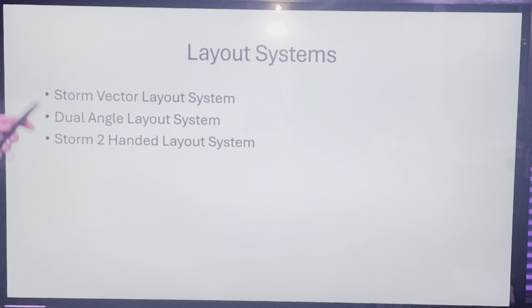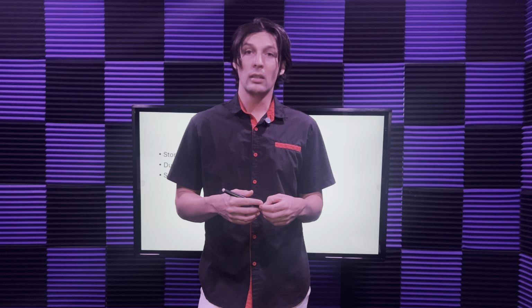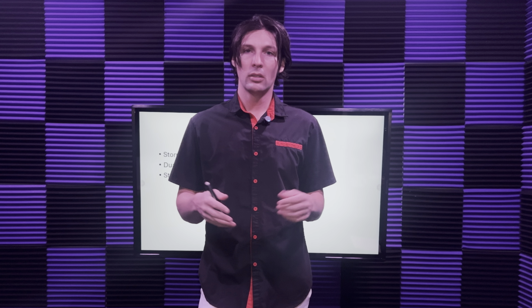Basically, these are the 3 systems that are out there. You can choose whichever one you would like. Like I say, I use the Dual Angle, but if you're 2-handed and you like the Storm 2-handed layout system better, try it out and see if it works for you. If not, you can always do the Dual Angle or the Storm Vector layout system. It's up to you what layout system works best for you. You may have to make some minor adjustments here and there in order to get the correct layout for that type of bowling ball that you are using. But more or less, just ask around, see what people use in your area, and if you want to make changes, you can always go to a different system.